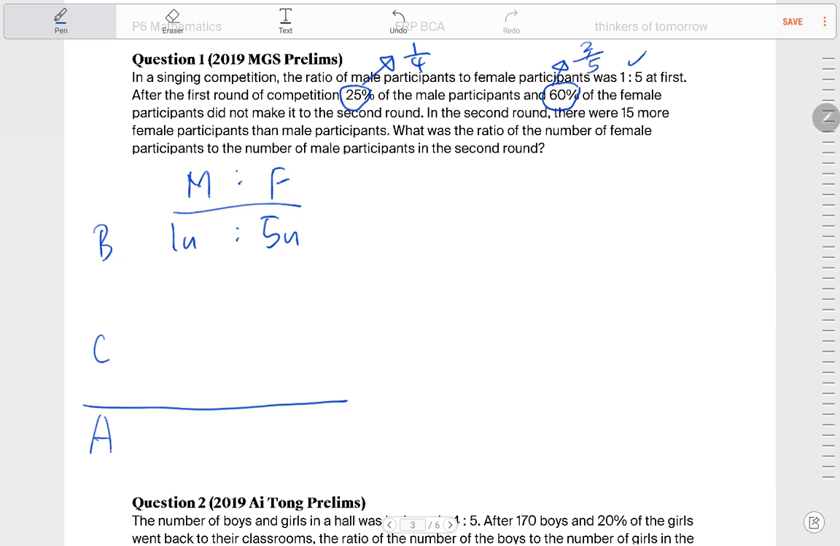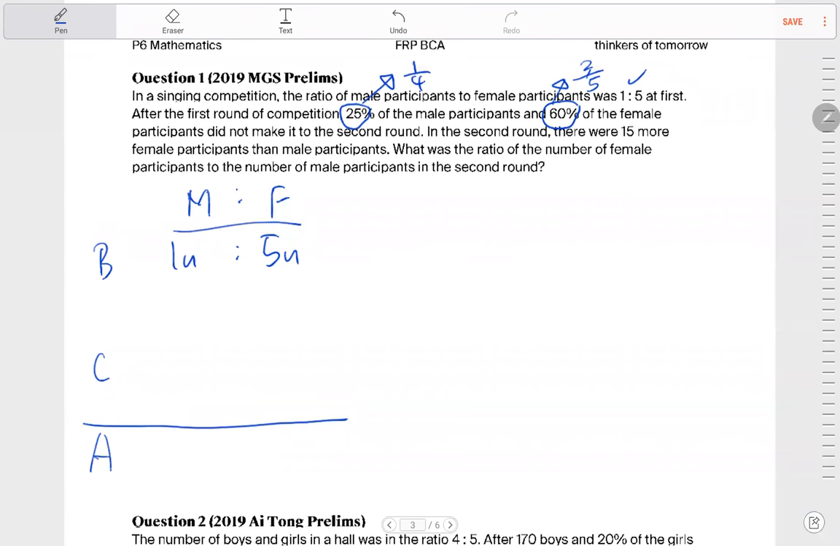Okay, so now you have 1/4 of the male participants did not make it to the second round, which would be the change, and 3/5 of the female did not make it to the second round. All right, so processing this information would enable you to realize that you can't work with one unit, right? Because 1/4 of one unit would get you a decimal or a fraction. So what you want to do here is to restate this into 4 units. When you do that to one side, you have to do to the other side.